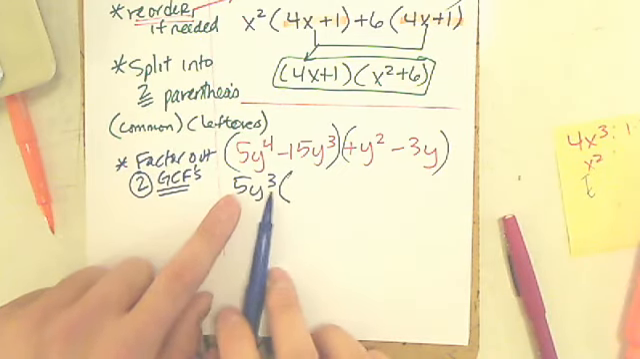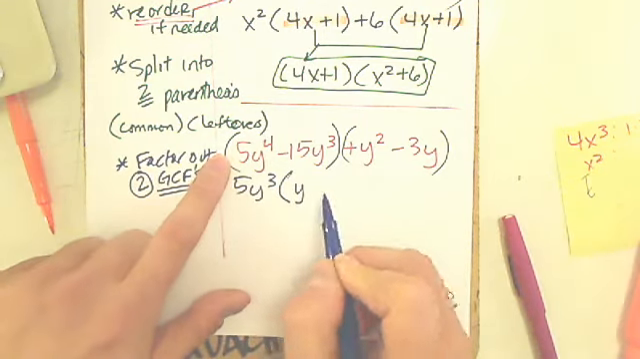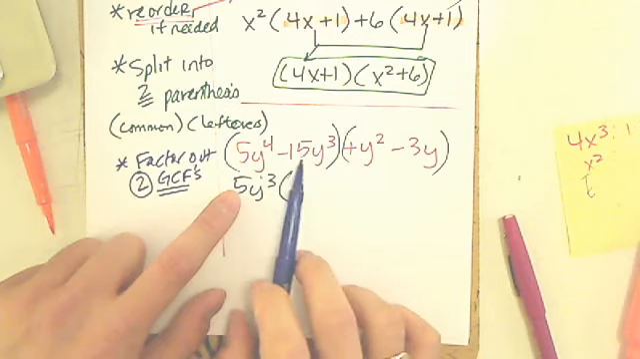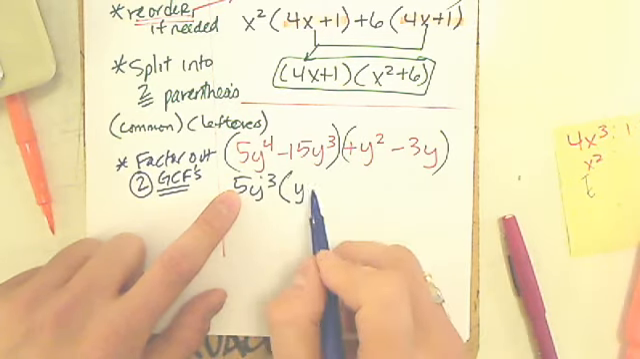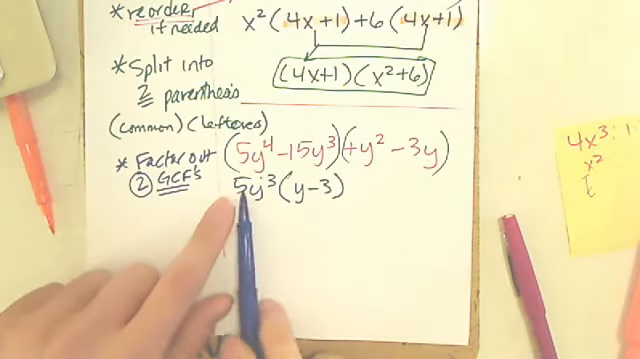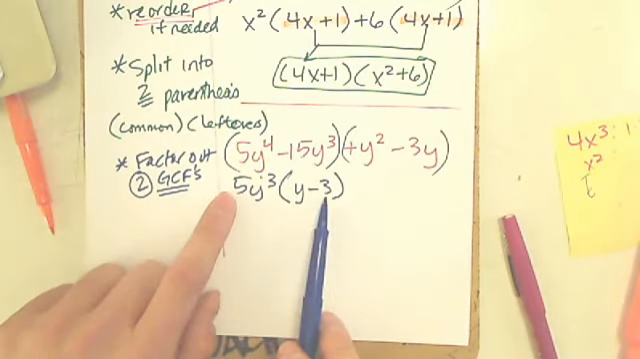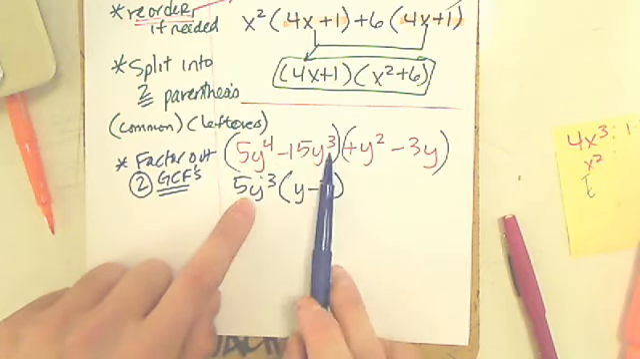How does 5y cubed become 5y to the 4? Times 1y. 5y cubed to 15y cubed, minus 3. Do a mental FOIL. 5 times 1 is 5, y cubed times y is y to the 4. 5 and negative 3 is negative 15y cubed. I know that's correct.